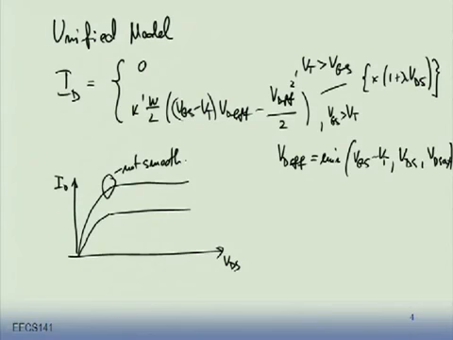Yes? Yeah, if it is a long channel device, VD-SAT is always greater than VGS minus VT, and you're good. It will be smooth. Then it's fine. That's the Sherman-Hodges equation, SPICE MOS level 2. Yeah, long channel. VD-SAT is greater than VGS minus VT. Okay, is this clear?